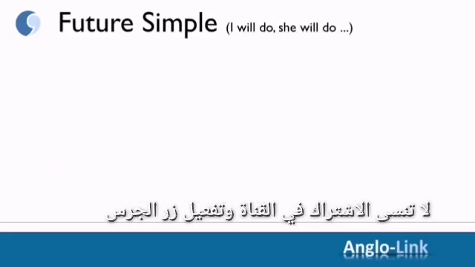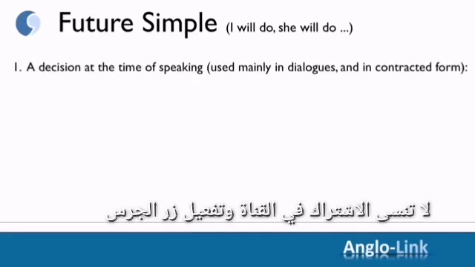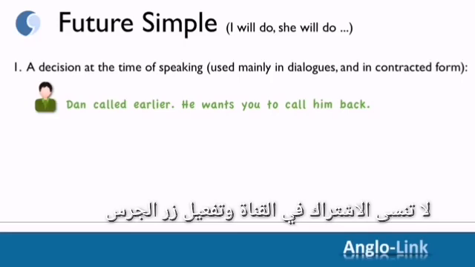Okay, moving on to future tenses now and starting with future simple. As you will remember, there are two main usages. The first one is a decision at the time of speaking, and this is used mainly in dialogues, and it's best to use the contracted form. For example, someone says, Dan called earlier, he wants you to call him back. Reacting to this sentence, the listener will say, okay, I'll call him as soon as I can.